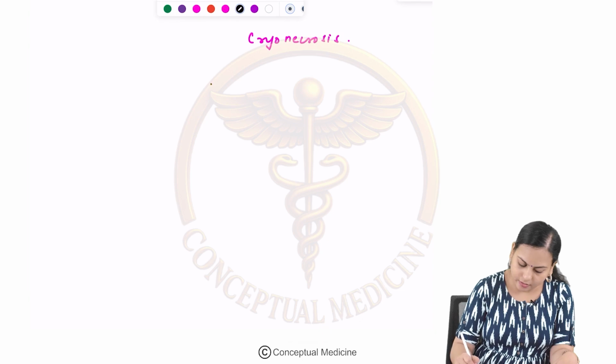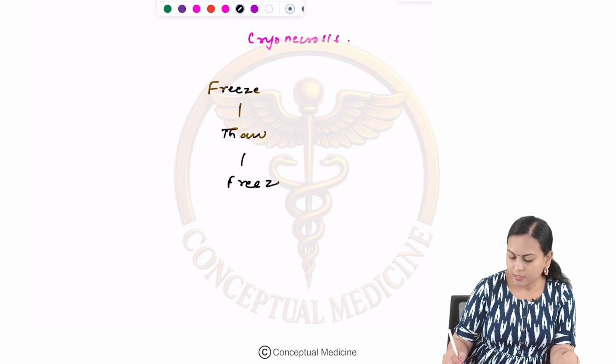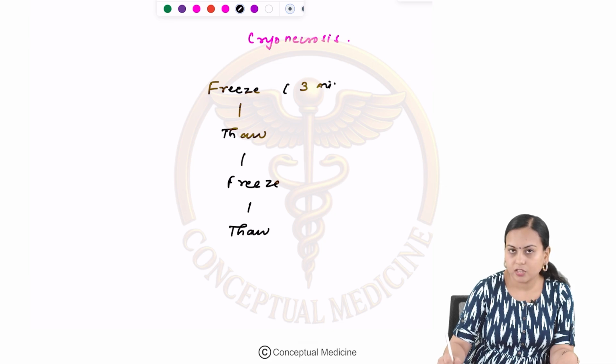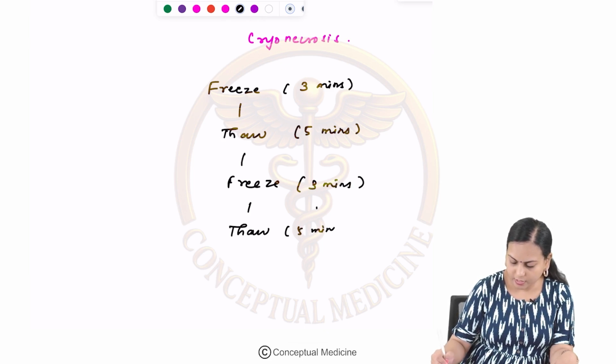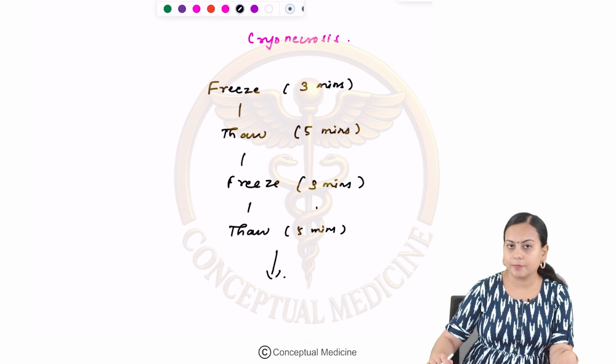You will have some cycles repeated, that is the freeze-thaw cycle. Like this it will be repeated again and again. So, freeze for 3 minutes, then thaw for 5 minutes. The same way, freeze for 3 minutes, thaw for 5 minutes. Likewise this will be repeated.